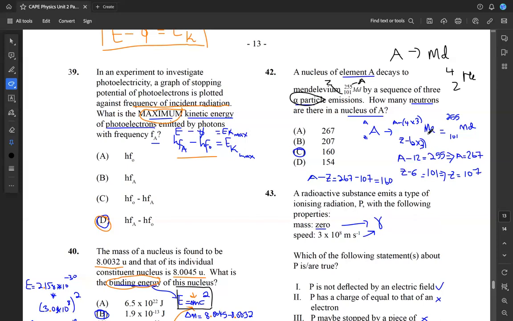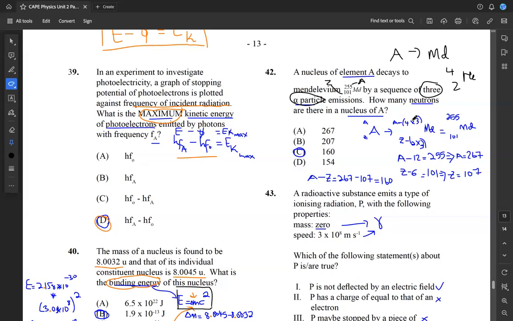So what's going to happen is it's going to do 3 alpha particle emissions. So the mass number is going to decrease by 4 3 times, and the atomic number is going to decrease by 2 3 times, right? So we can write this A minus 4 times 3 is going to be equal to whatever the mass number of mendelevium ended up being. And then from an atomic number standpoint, Z, which is what we had initially, minus 2 times 3 is going to end up being what we got for mendelevium, which is 101. So Z minus 6 ended up being 101. So that means that Z for A was 107.